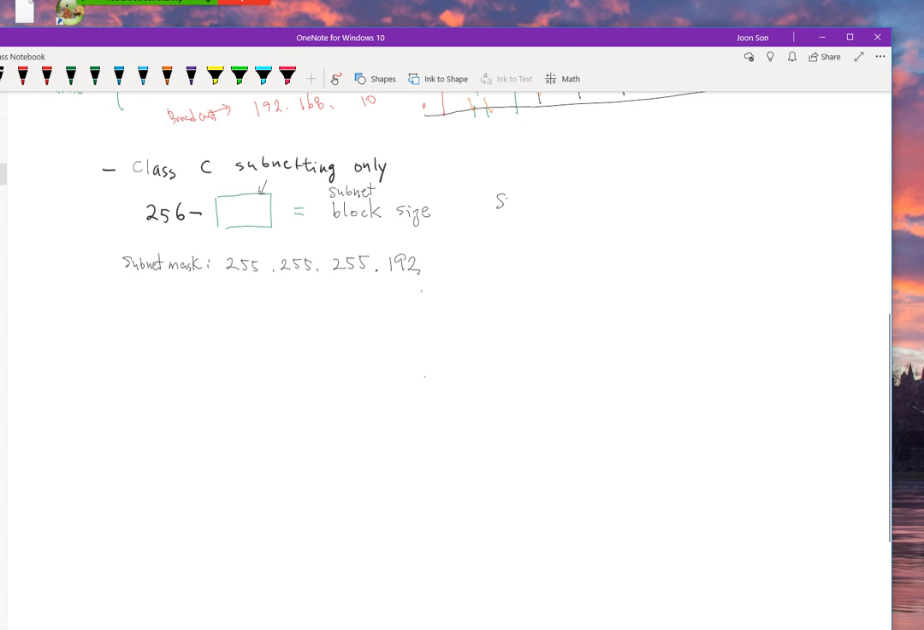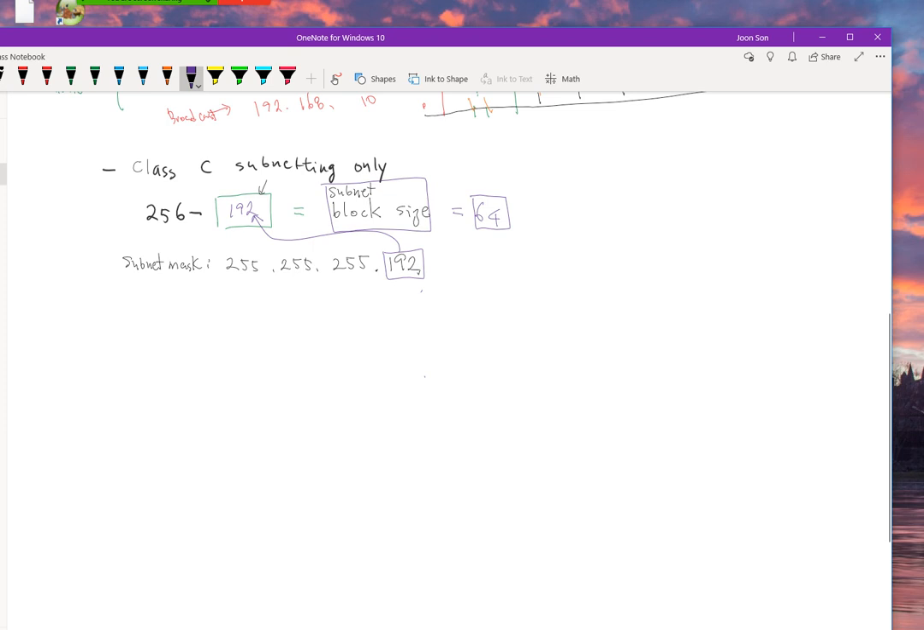Then you plug this 192 into the formula. So what is our block size? 256 minus 192, that's 64. So you got 64 as an answer. The subnet block size is 64.